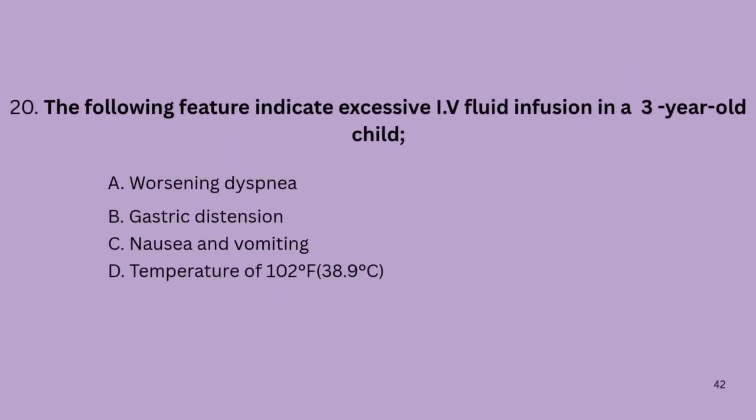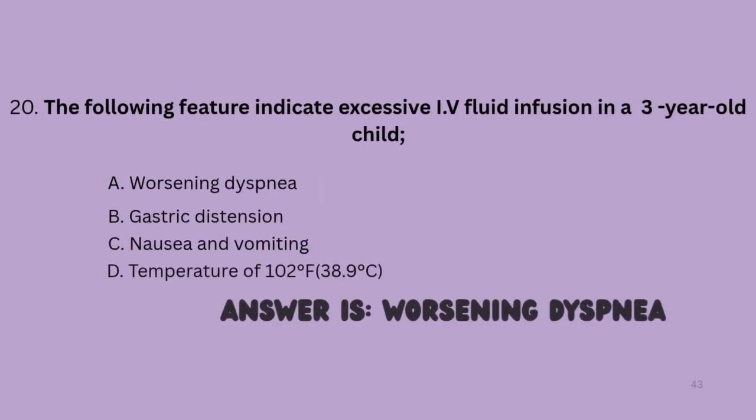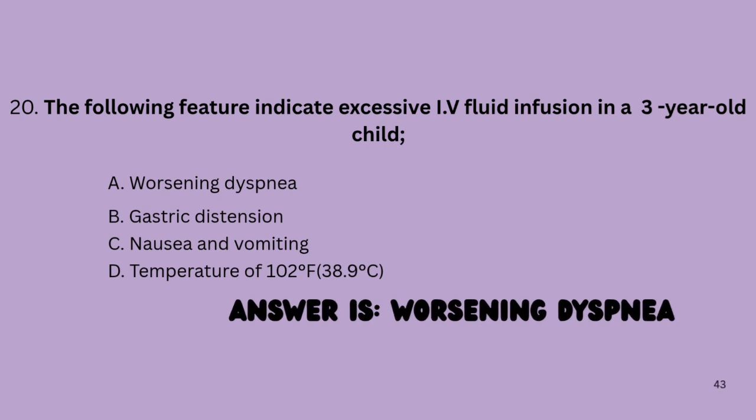Number 20. The following feature indicates excessive IV fluid infusion in a 3-year-old child: worsening dyspnea, gastric distension, nausea and vomiting, temperature of 102 degrees Fahrenheit or 38.9 degrees Celsius. The correct answer is worsening dyspnea.